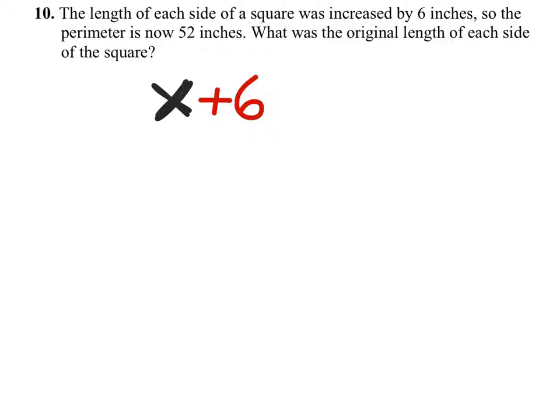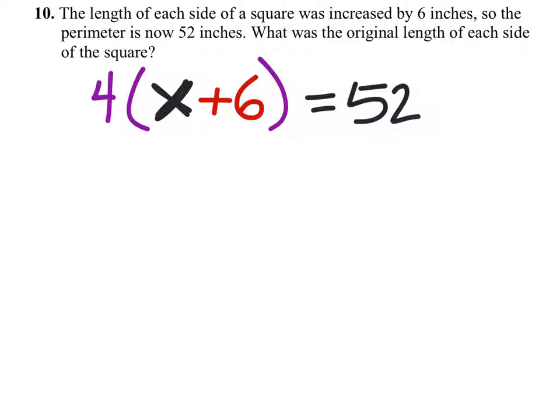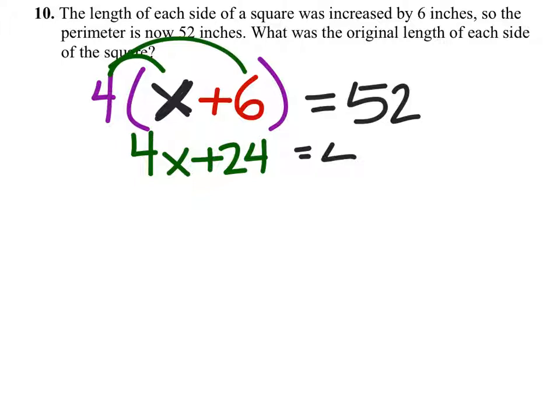The perimeter includes all 4 sides, so we're going to have 4 sides, x plus 6. We're going to add them all together, so we can just do 4 times x plus 6. And that would equal the new perimeter, which is 52 inches. So to solve this, the first thing we should do is distribute the 4, so we get 4x plus 24 equals 52.